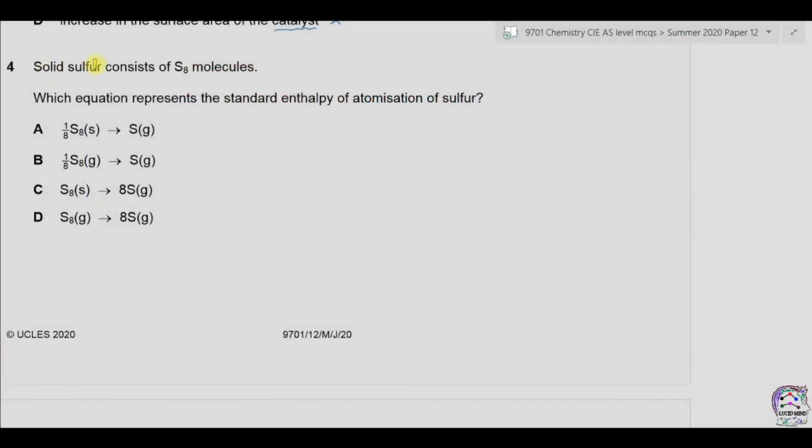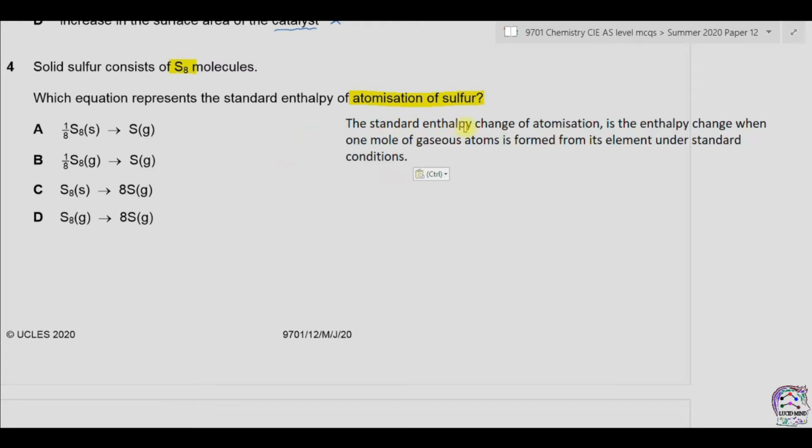Question 4. Solid sulfur consists of S8 molecules. Which equation represents the standard enthalpy of atomization of sulfur? Now, according to the definition, we know that the standard enthalpy change of atomization is the enthalpy change when 1 mole of gaseous atoms is formed. So let's find out in which equation 1 mole of gaseous atoms is being formed.